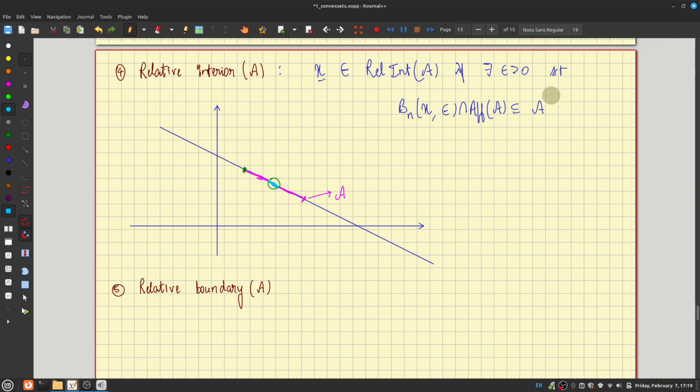So by this definition, yes, the green point that I drew earlier is in fact in the relative interior of A. It doesn't lie within the interior of A because the interior is empty, but it lies within the relative interior of A.